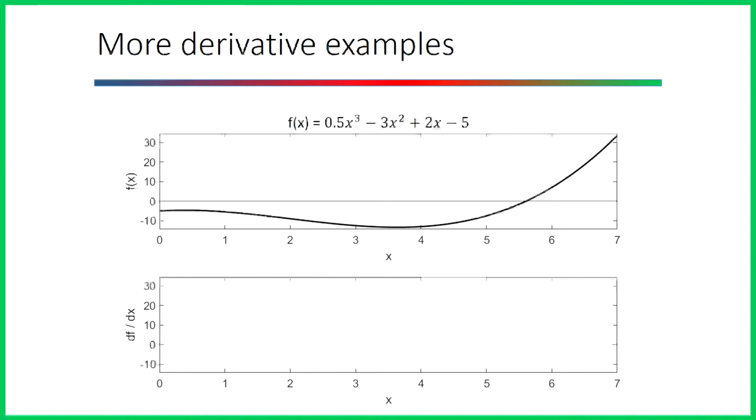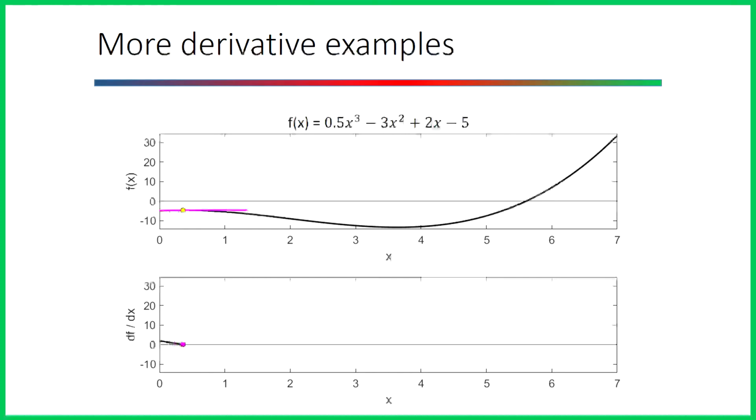Finally, let's look at a polynomial function. I've chosen the relatively simple polynomial 0.5x cubed minus 3x squared plus 2x minus 5. This function starts off negative but begins to rise a little bit, so we know the derivative has to start off positive.